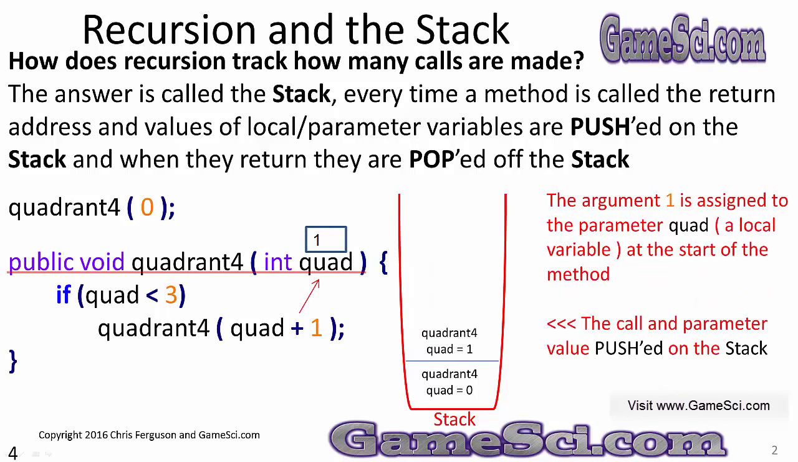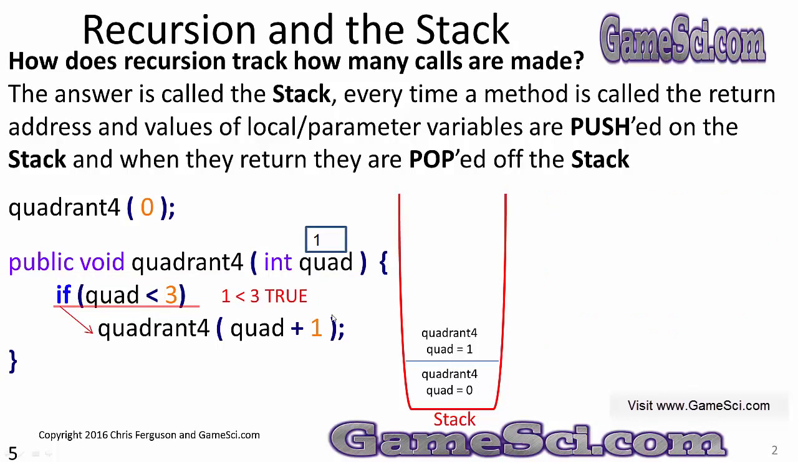So as we execute Quadrant 4 a second time, you can see we pushed onto the stack. The argument 1 is assigned to the parameter quad at the start of the method. The fact that we called Quadrant 4 was pushed onto the stack, and the new parameter, quad equals 1, was pushed onto the stack. Two things got pushed onto here. Quadrant 4 was executed, and quad equals 1 was the value of the parameter. That's what the stack does. It keeps track of the calls and the values of the variables inside the method.